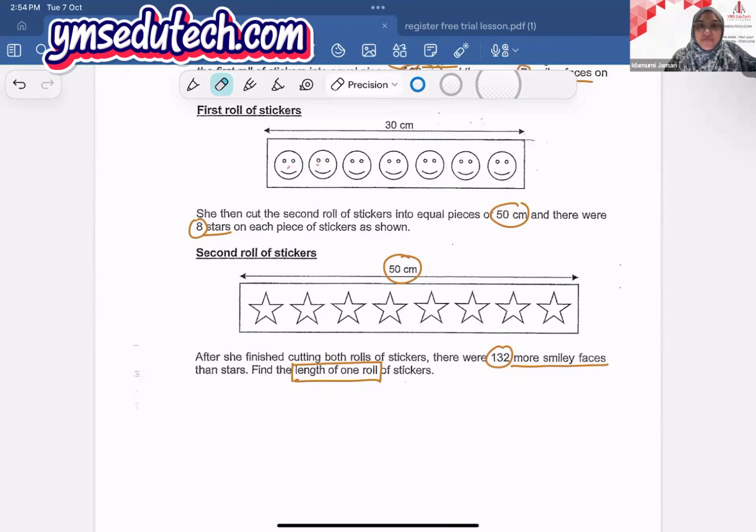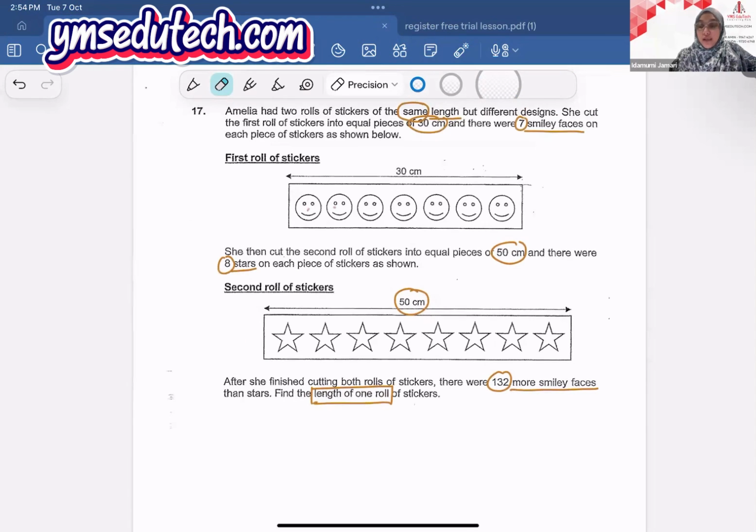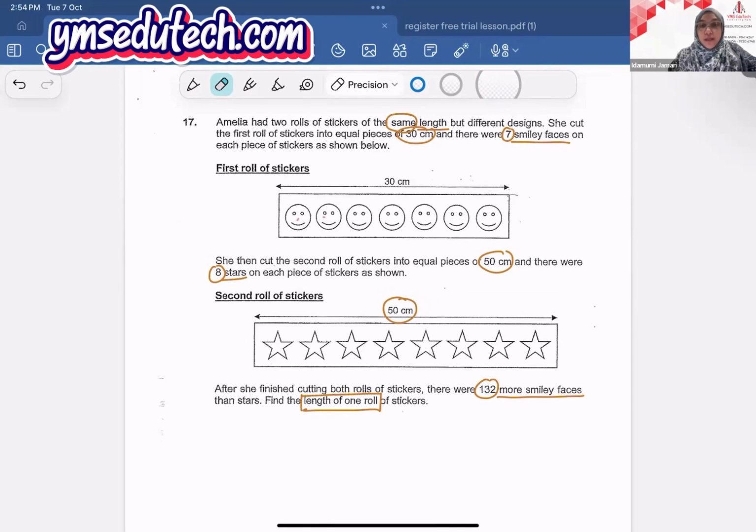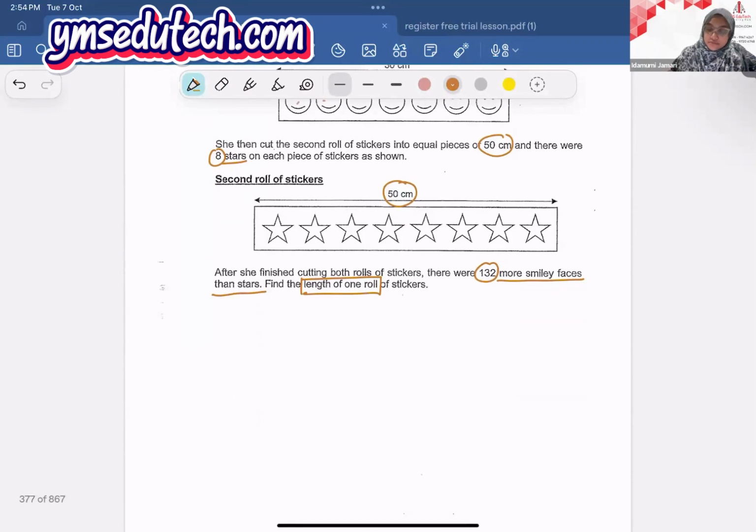To do this question, first we need to make the roll of stickers to be of equal length. In this case, I'm going to make both to be 50 cm. So it says here, there are 132 more smiley faces than stars. So let's find out, in 50 cm, how many smiley faces are there?